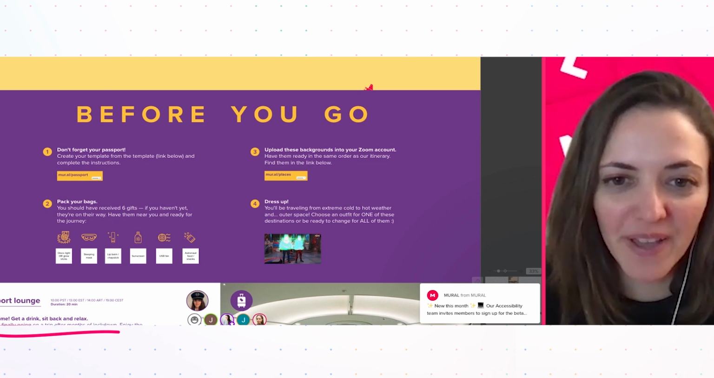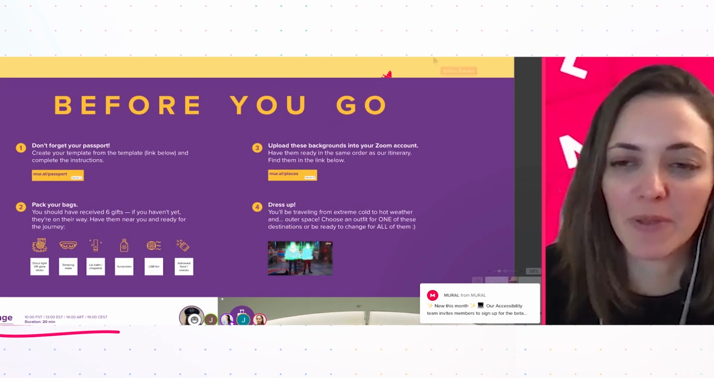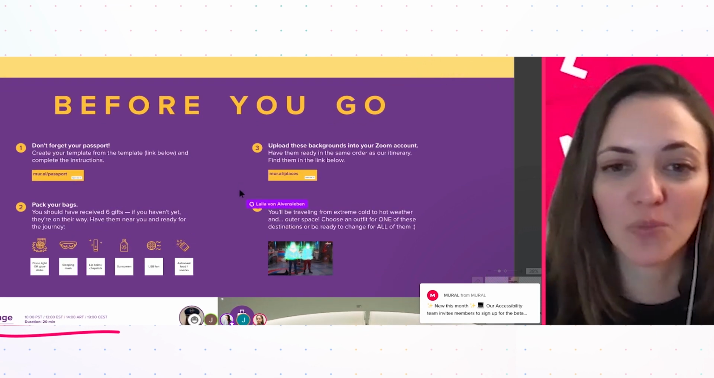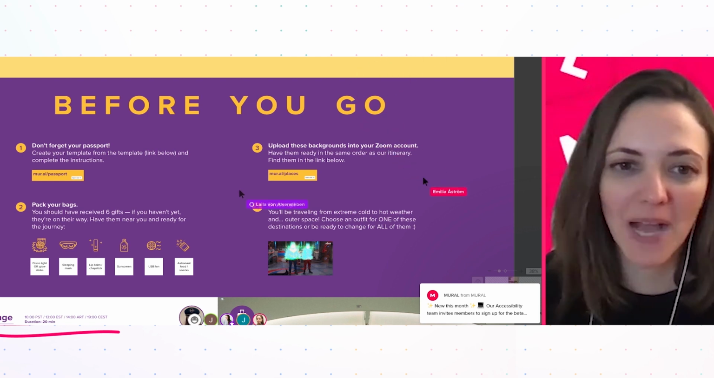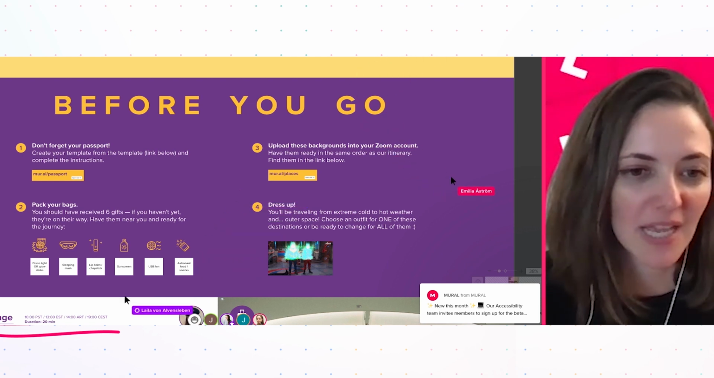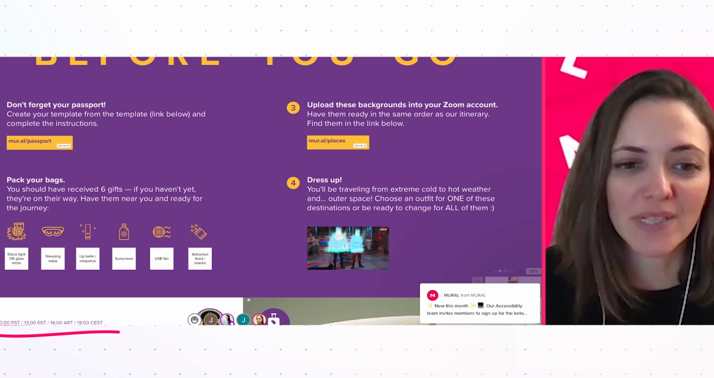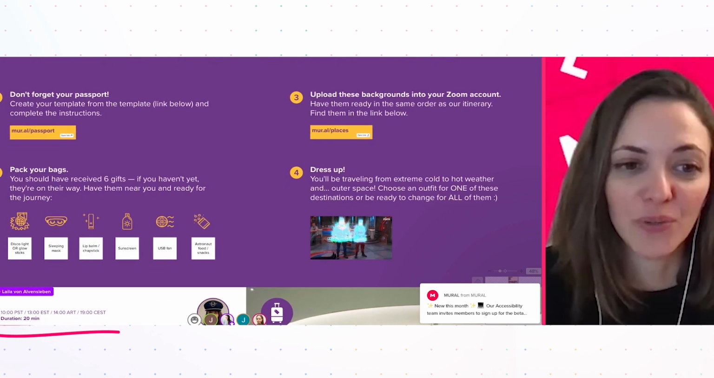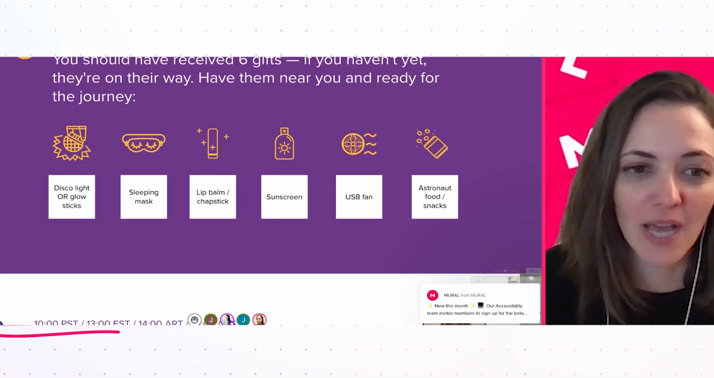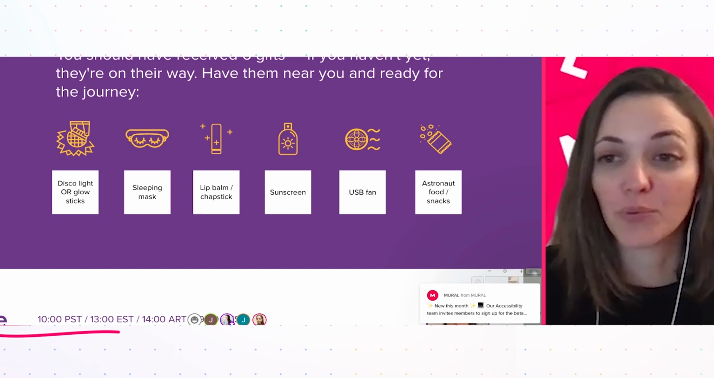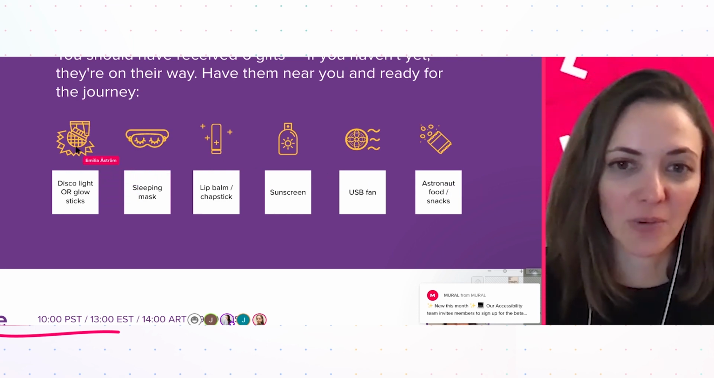Before the event, we gave people a few links. We said there are some Zoom backgrounds that you need to download, and a passport you need to fill in. We're going to show that in a second. And you've also received a few gifts by mail. So I'm just going to zoom into that a little bit. We sent out a few props for this journey via Amazon.